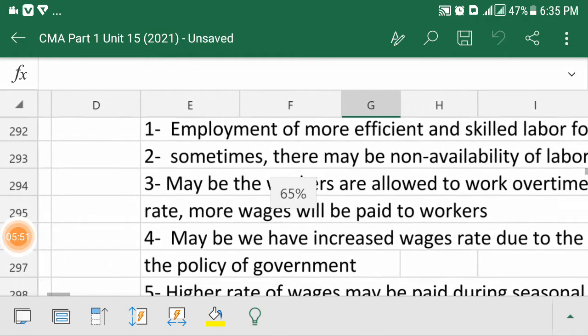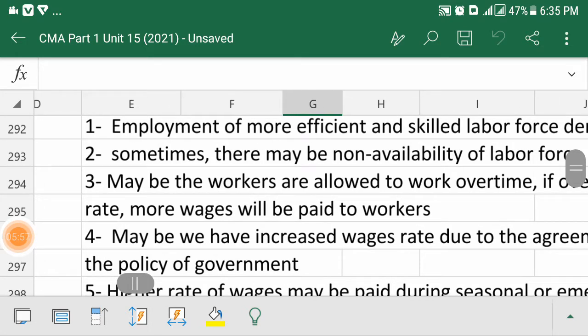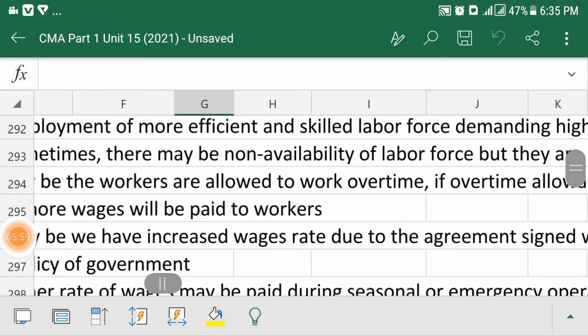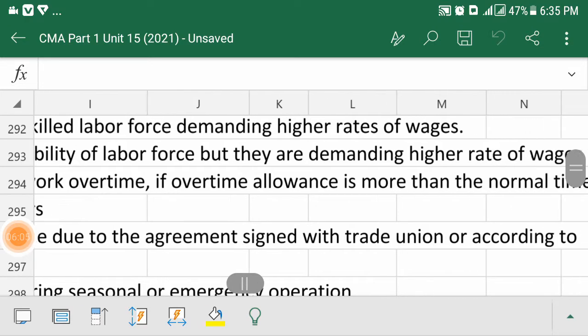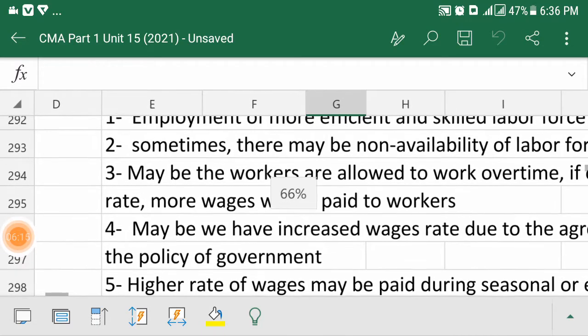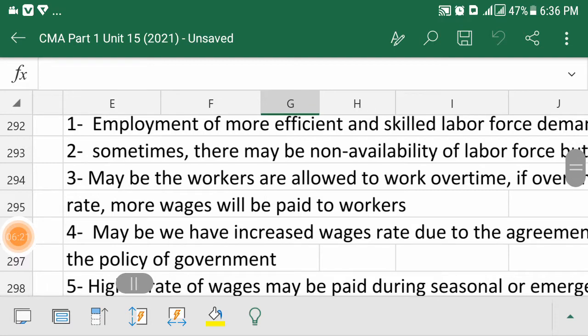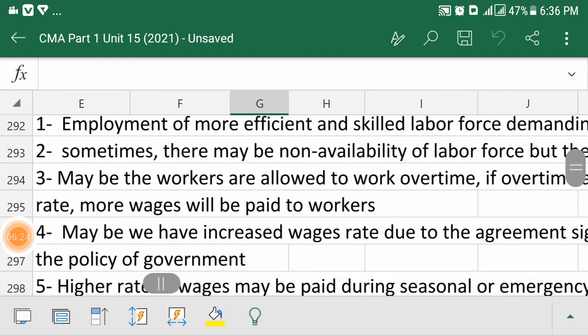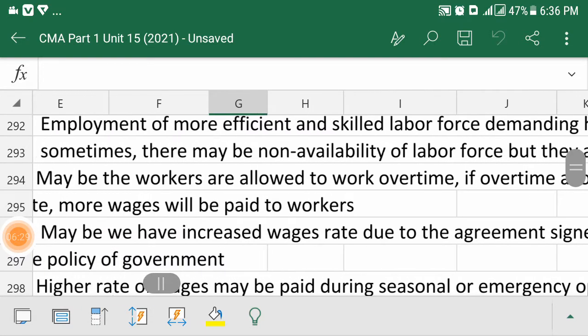The third one is that maybe the workers are allowed to work overtime. If the overtime allowance is more than the normal time rate, then more wages will be paid to the workers. Actually, what is happening is that when laborers are working in business organizations, they pretend to work. They are not working in the regular way, because they know that if they do overtime, they'll get extra payments. So that's why sometimes workers leave the work for the overtime.